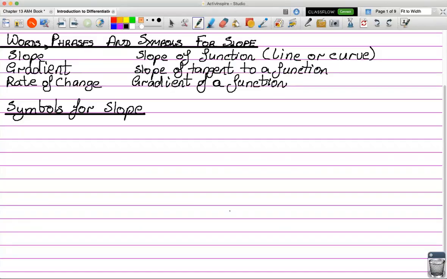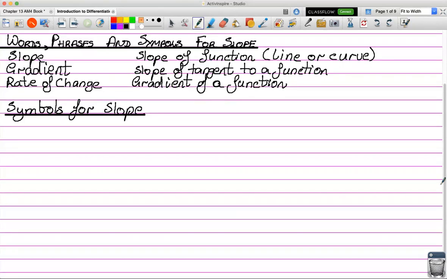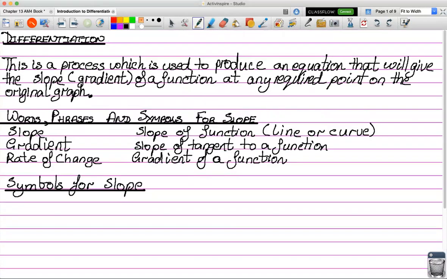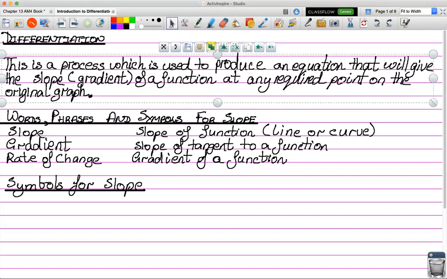Okay, we're about to do a review of last week's work. So the first thing we're looking at is what differentiation is. Differentiation is a process which is used to produce an equation that will give the slope. Another word for slope is the word gradient. Gradient and slope mean the same thing, of a function at any required point on the original graph.